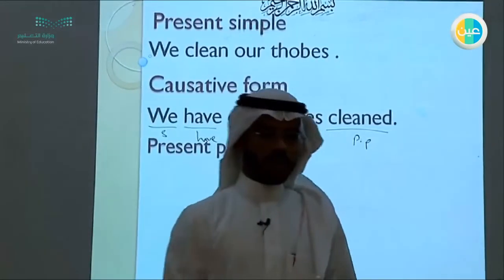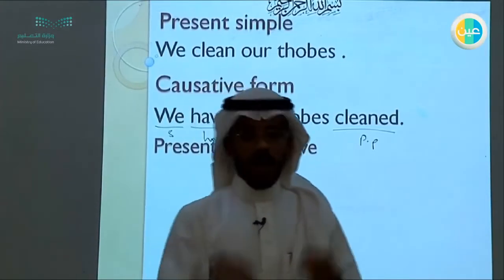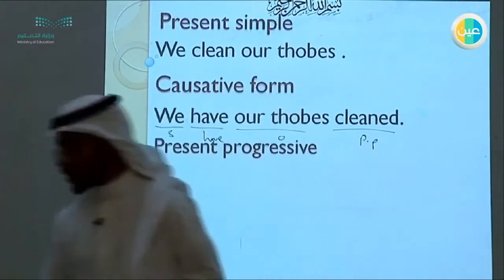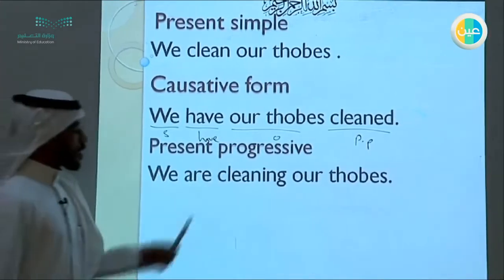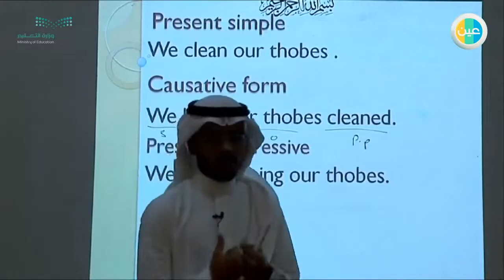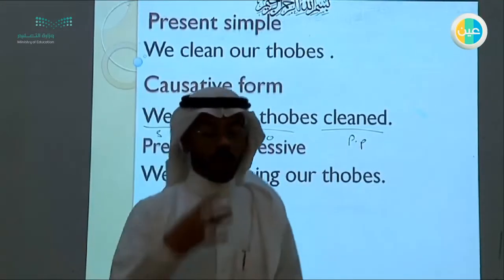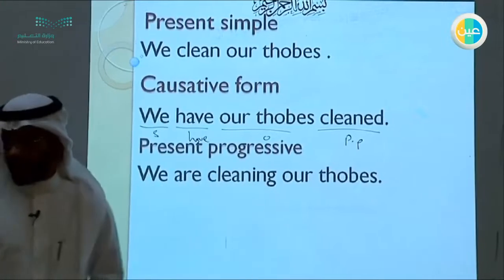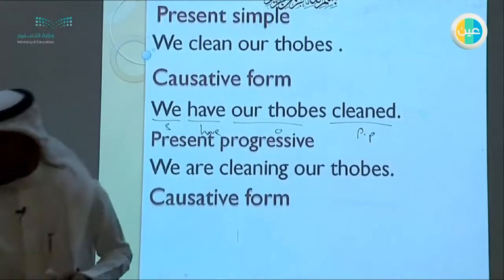The second one, present progressive. As you know, present progressive, you use it when you talk about something that is happening now, at the moment of speaking. Present progressive. We are cleaning our thobes. نحن نغسل الآن ملابسنا أو ثيابنا. We are cleaning our thobes. So how can I change it? Look.